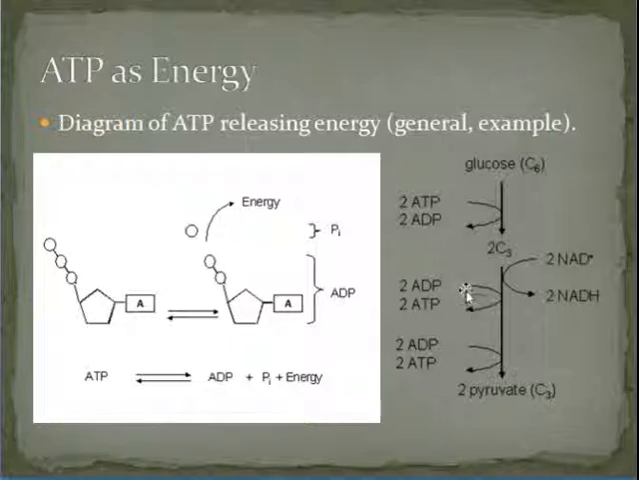So you can see overall here, you used 2 ATP and you got 4 ATP out of it. So you spent 2 ATP and you made 4 ATP, so you got 2 ATP out of it overall. So this process of glycolysis gives you 2 ATP overall, so it creates a little bit of energy.